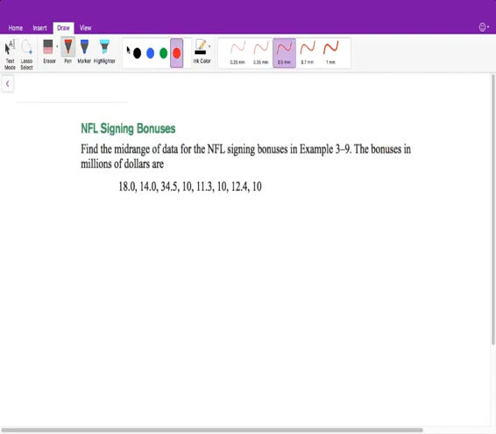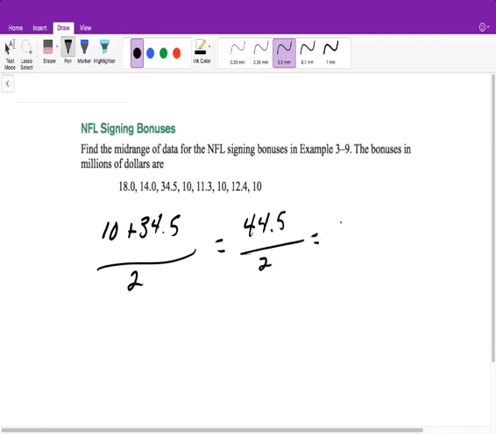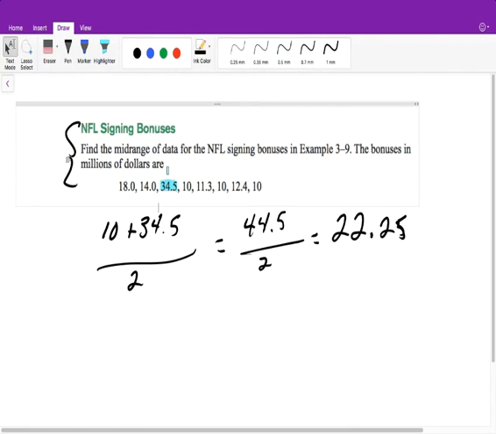All right, so if we were asked to solve for the mid-range of this information, it will be 10 plus 34.5 divided by 2. So this is then equal to 44.5 divided by 2, or 22.25. So the mid-range of this question that we did before about the NFL signing bonuses is equal to 22.25. Now remember, this is the rough estimate of where the middle or where the average of our data could be. But if you notice, there is one number here that is extremely different than everything else. 34.5 is way different than any of the other numbers that we have, so it could be considered an outlier.